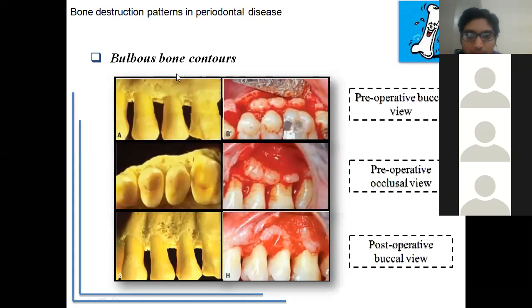Now this is a bulbous bony contour, preoperative occlusal view and post-operative view, where we do resective osseous surgery and we smoothen the bony plate. We smoothen this bulbous bony contour so that the patient can maintain proper hygiene. This bulbous bony contour, what will it lead to? It will lead to accumulation of plaque, right?